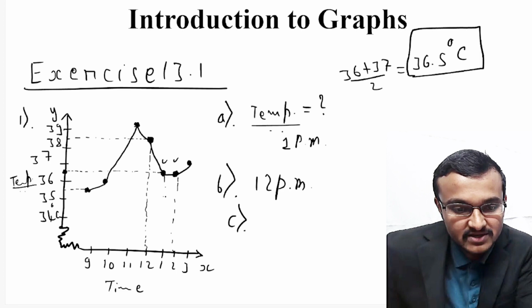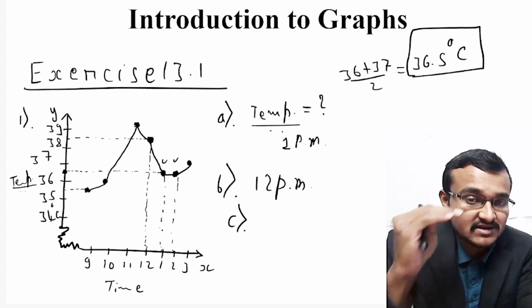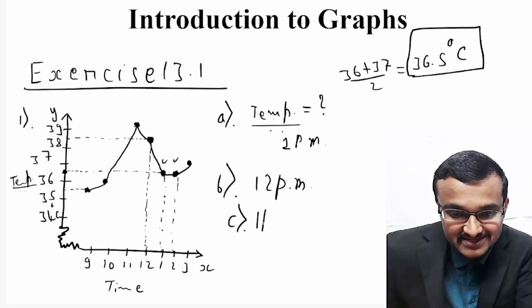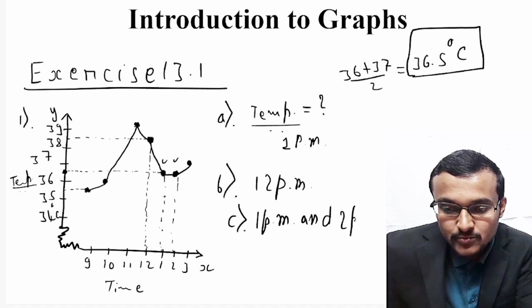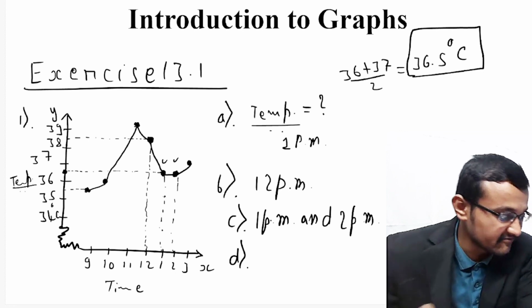You can draw a perpendicular line from these 2 points, and you can see at 1 p.m. and at 2 p.m. this particular patient's body temperature was the same, that is 36.5 degrees Celsius. So the answer for this C question will be 1 p.m. and 2 p.m.